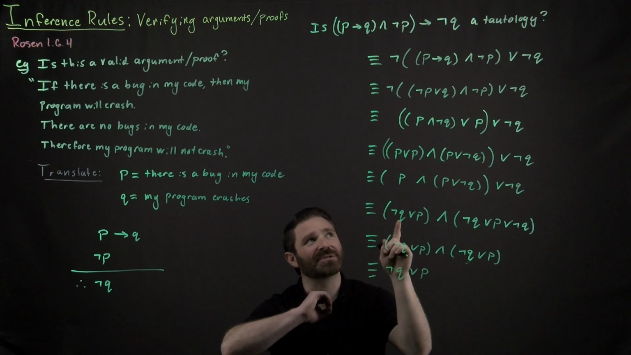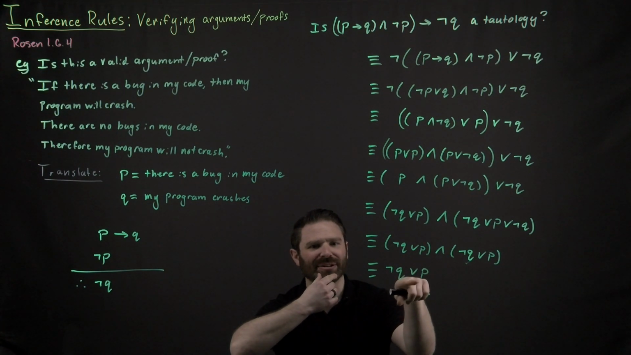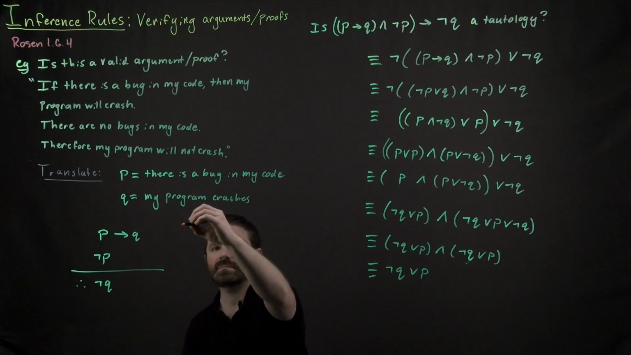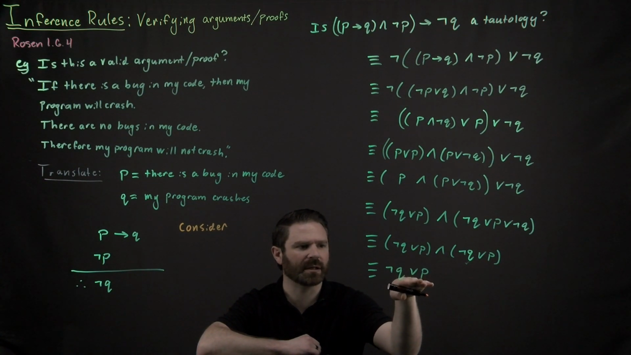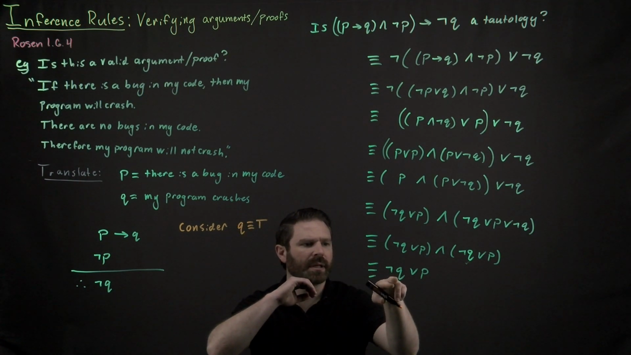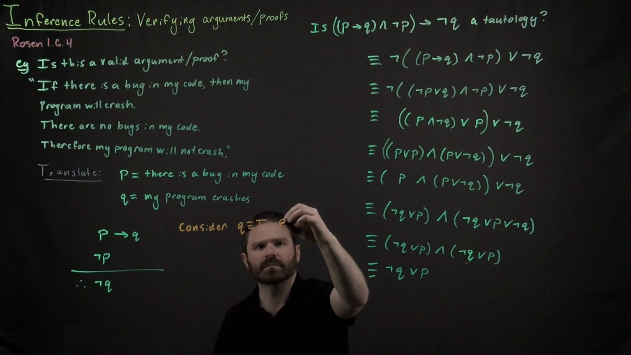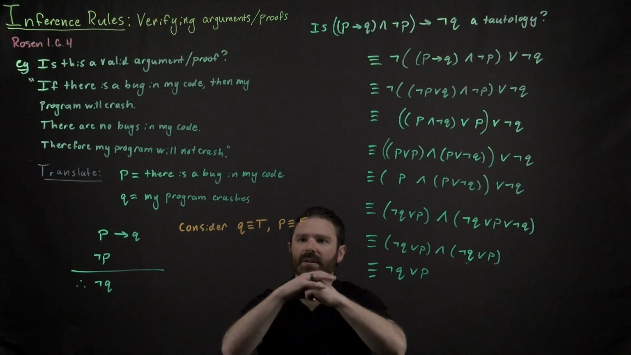Uh-oh. I was trying to show that this thing is a tautology right here. And that doesn't look like a true statement to me, because indeed I can consider, well, how are we going to make this thing false right here? Well, I could consider Q being true, and then that thing right there will be a false statement. And then P being false.